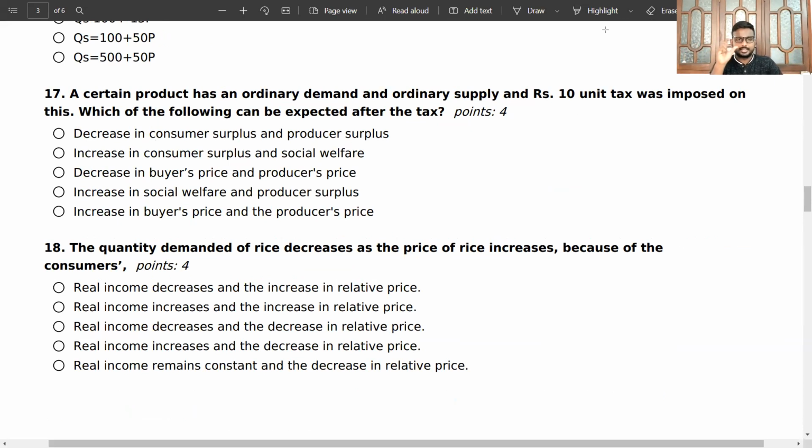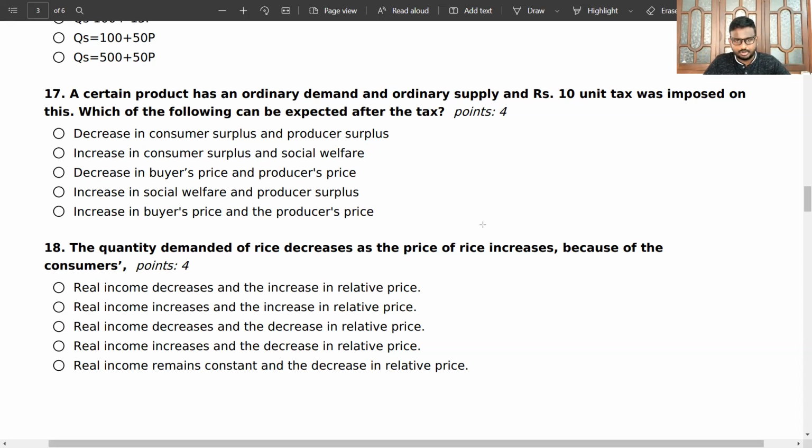A certain product has an ordinary demand and ordinary supply, and a 10 rupees per unit tax was imposed on this. Which of the following can be expected after the tax? So it's pretty much about the effects of tax. That's what they're asking, the effects of tax in the market whenever a tax is imposed.